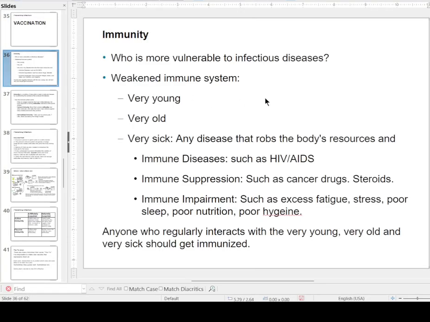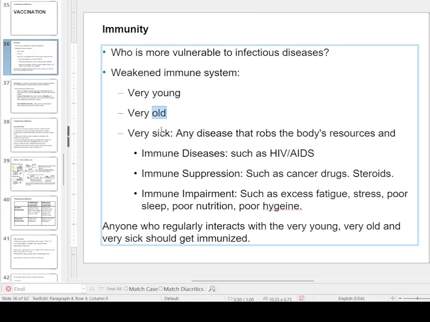So immunity: vaccinations help immunity. Now, who is vulnerable to diseases? Well, people whose immune system is weakened. Who would have weakened immune systems? The very young, the very old, and the very sick. In the very sick, any disease that robs the body's resources and energies will weaken the immune system and make them vulnerable to diseases. Vitamin A deficiency weakens the immune system.